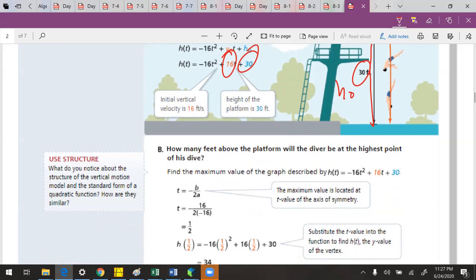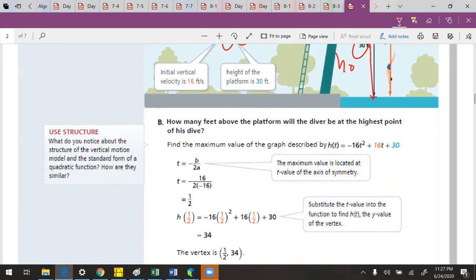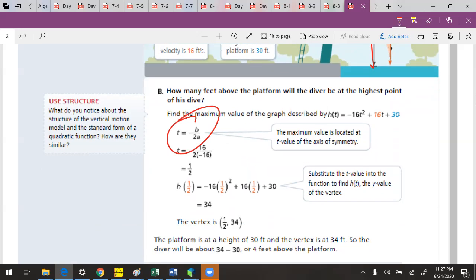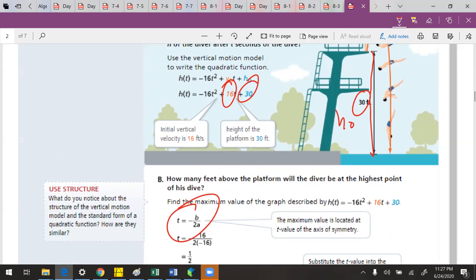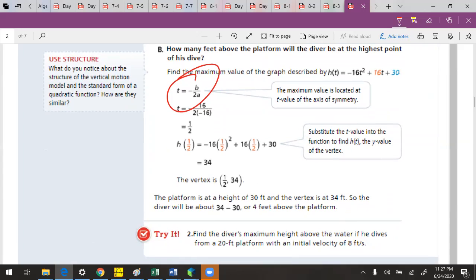How many feet above the platform will the diver be at the highest point? And notice here, we find the vertex. Use your negative b over 2a. You plug in your b and your a. It's 1/2, that's the x value of the vertex.